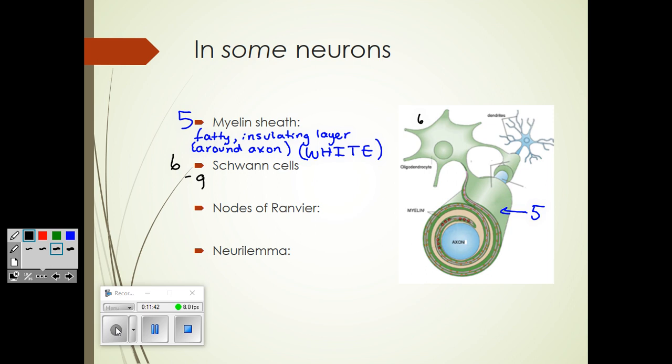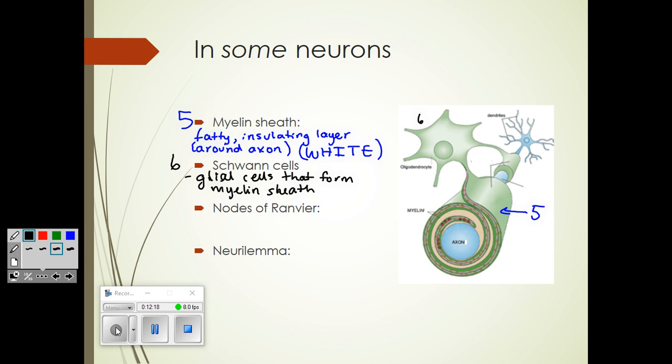Schwann cells are glial cells. So we saw those last week. Glial cells are the support cells. Remember, glial comes from a word that means glue. So they're providing support. And very specifically here, they are forming the myelin sheath. So those glial cells are specifically providing this layer of insulation.